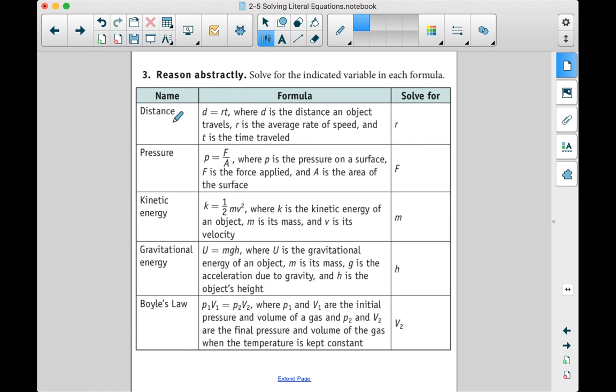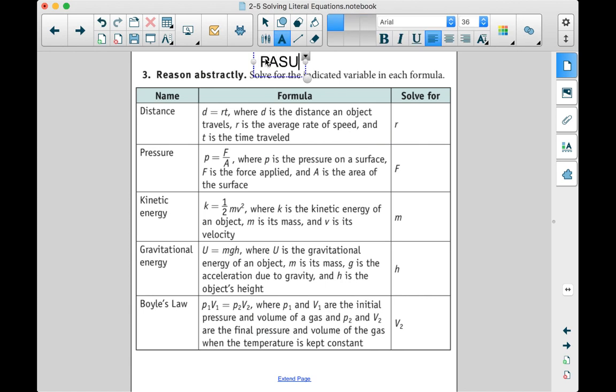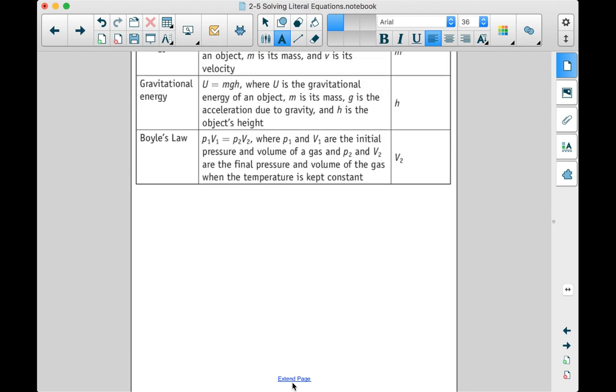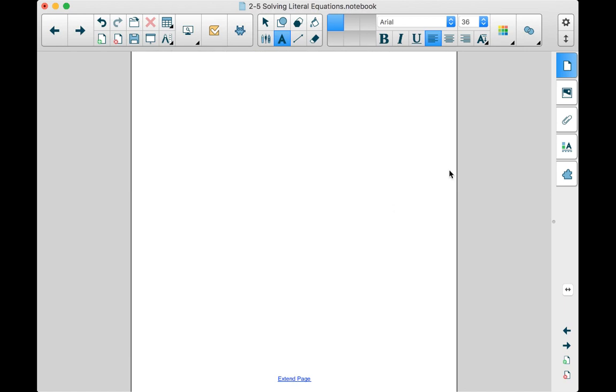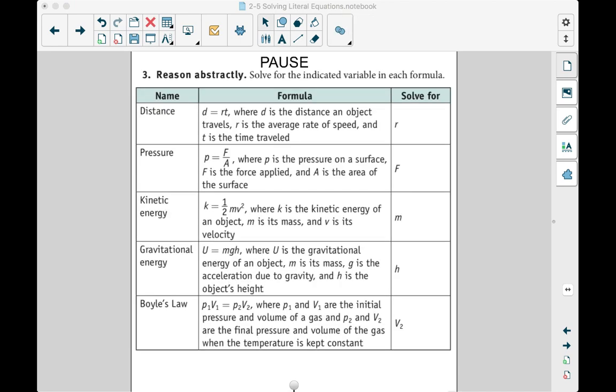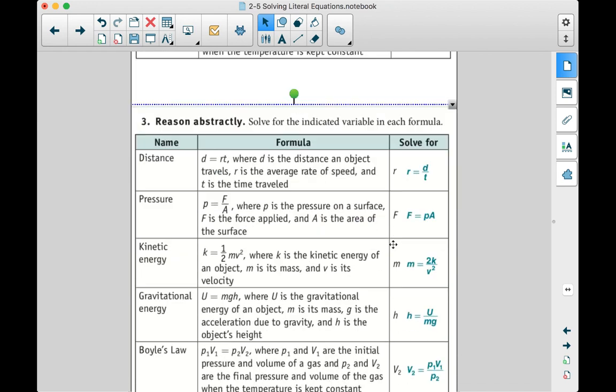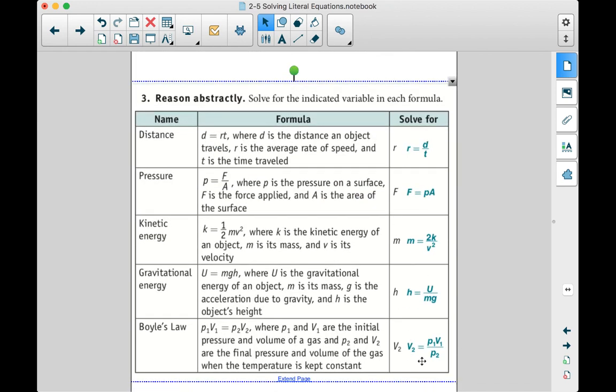All right, so now in number 3, you are given all these different formulas that you'll use throughout life, and it wants you to solve for a given variable. So once again, I want you to hit pause, and I want you to go ahead and try to do this. When you hit play, we will check your answers. So right now, go ahead and hit pause. All right, so once again, I'm going to go ahead and show you the answers to number 3. So here are all of your answers.